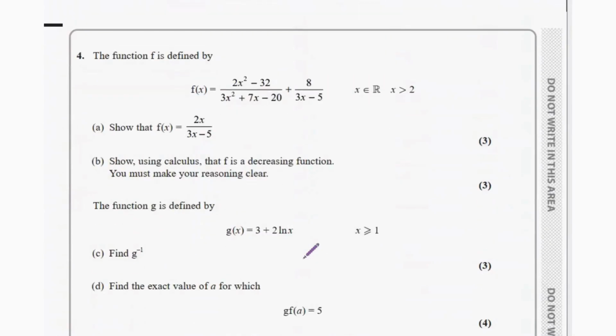Then it says the function f is defined by f of x equals 2x squared minus 32 over 3x squared plus 7x minus 20, plus 8 over 3x minus 5, where x contains all real numbers and x is greater than 2. We have to show that f of x is equal to 2x over 3x minus 5.